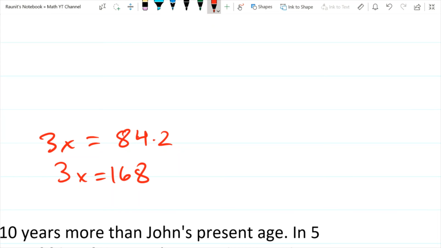And then, let's see here. You're going to get x is equal to 168 over 3. I'm just checking if it's actually compatible, which it is. So then you get x is equal to 56.